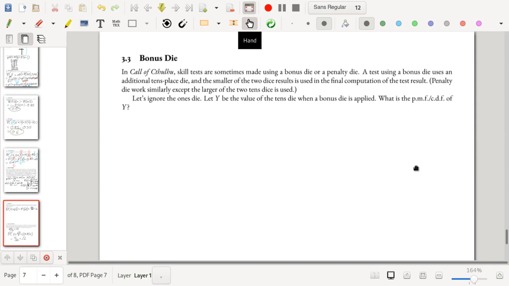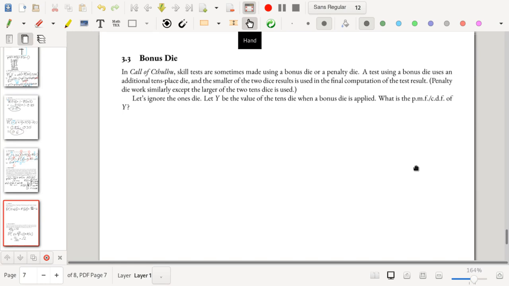So if you have a bonus die, you could possibly get even lower. Imagine you're rolling these three dice, and your two tens place dice are 30 and 10. No, let's make it even worse: 90 and 10, and your ones place die is a 5. In this case, your result will be a 15, which is pretty good, as opposed to 95, which is terrible.